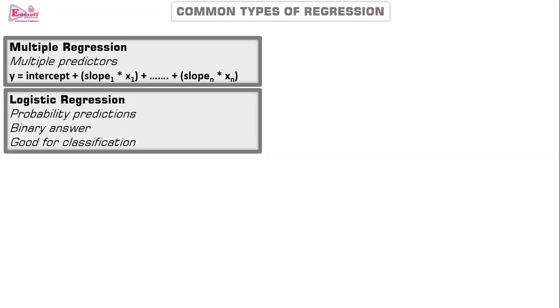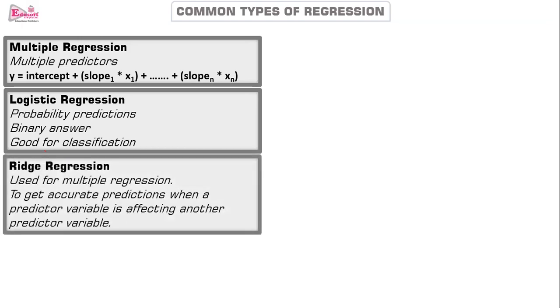There is something called logistic regression also. Logistic regression answers in yes and no. This kind of technique can be used in classification also, because in classification we try to predict yes, no, true, false, success, failure. So if you need these kinds of answers, you can go for logistic regression. It gives you an answer in binary, either yes or no, this or that.